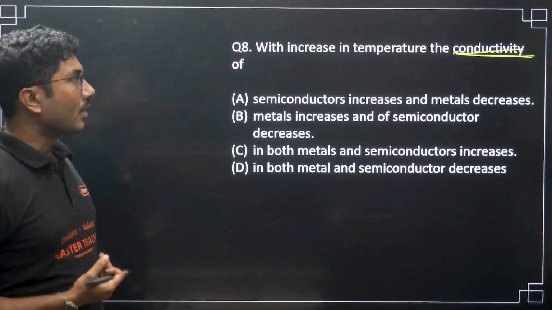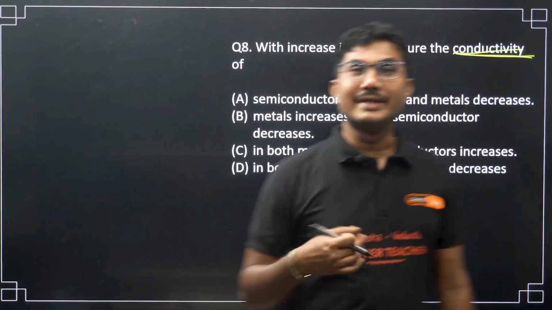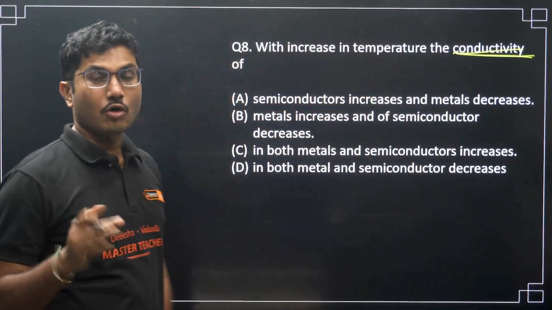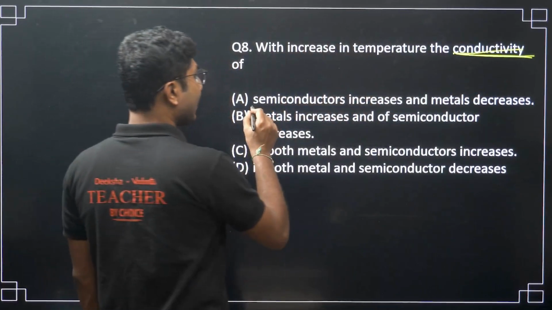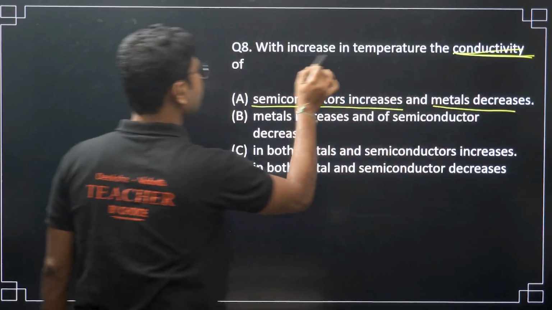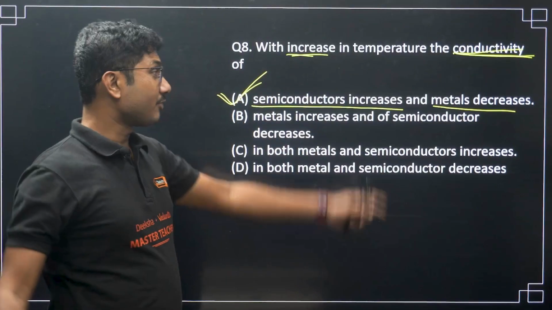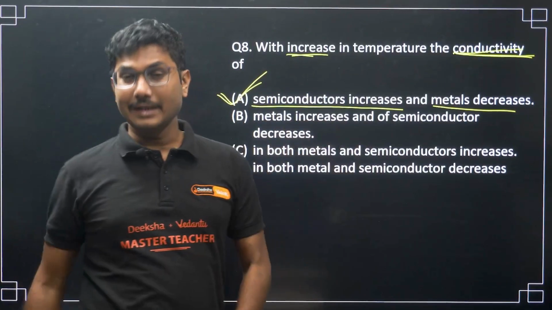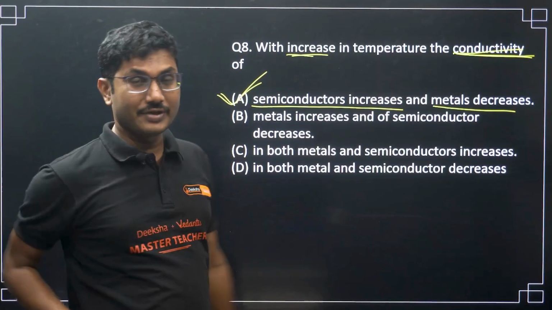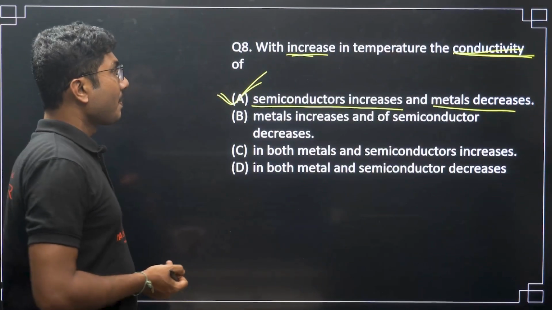Okay, now conductivity of a semiconductor increases as you increase the temperature. It is inverse to that of normal metals. So for semiconductors it increases and for metals it decreases as you increase the temperature. So resistivity increases for metals and decreases for semiconductors. So conductivity and resistivity are exactly opposite to each other, right?